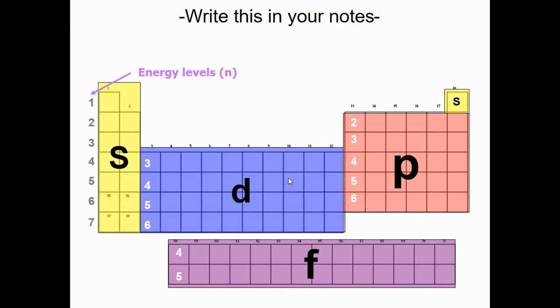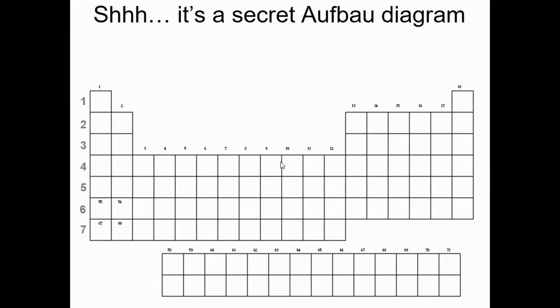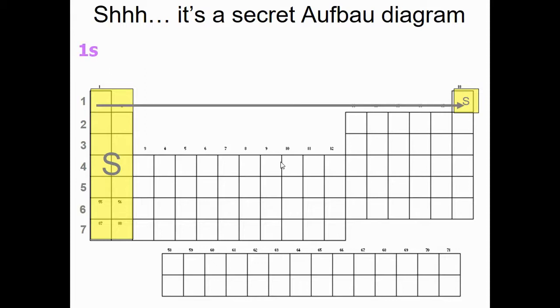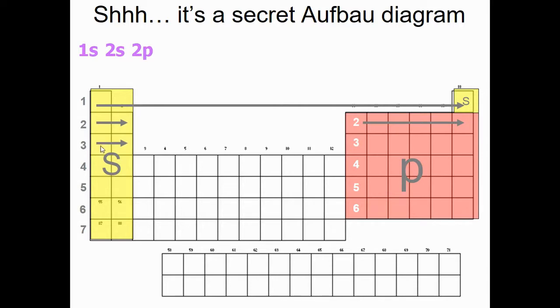Okay, so what does that look like? So if you're going to be filling, first thing you see, you go 1S. 2S, we're still in the S's here. Now 2P, because we're going across. So we're in the 2P's. What's next? 3S, because we're in the S's. Keep going across, keep going across. 3P, because we're in the P section.